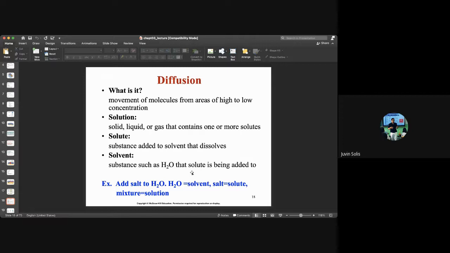Now let's move here. Oh, we have actually here the definition of diffusion. Again, it is the movement of molecules from areas of high to low concentration. And a while ago, Miko already mentioned about your solution, solute, and solvent. Solution is a mixture, example ng solid, liquid, or gas. Solute is ito yung ating dinidissolve, while solvent is ito yung ating pang-dissolve. Like your water or vinegar, those are kind of your solvent. So example here, we're going to add salt to water. Now water will be your solvent and solute will be your salt, and the mixture, we call it your solution. As easy as that.